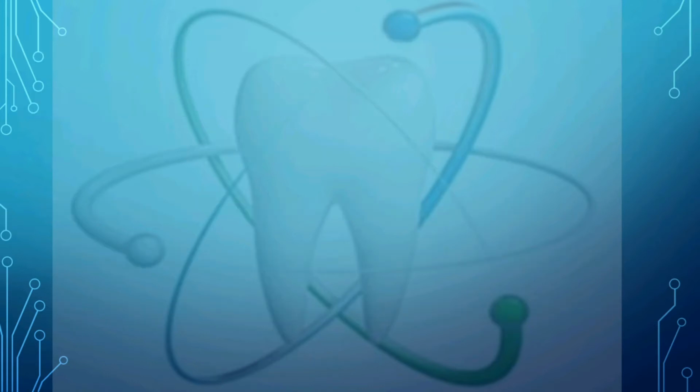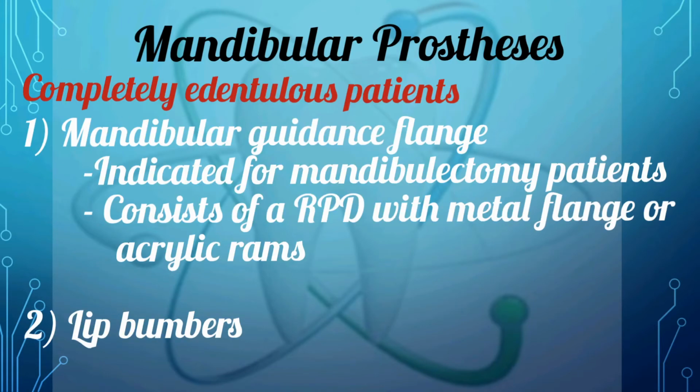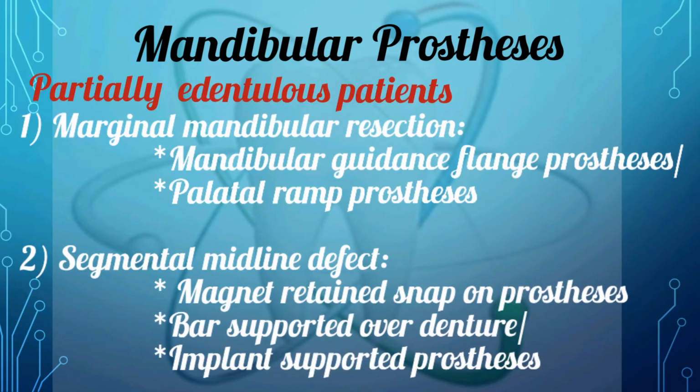Now coming to the prosthesis. The prosthetic rehabilitation of completely edentulous mandibular defects includes a mandibular guidance flange to guide the mandibular movements and lip bumpers, which are given to support the lower lip. The mandibular guidance flange is indicated for mandibulectomy patients, and this appliance consists of an RPD with a metal flange or acrylic ramps.